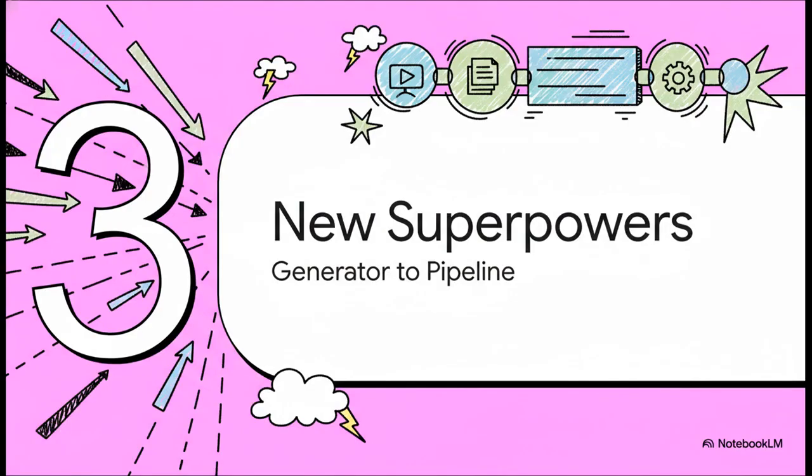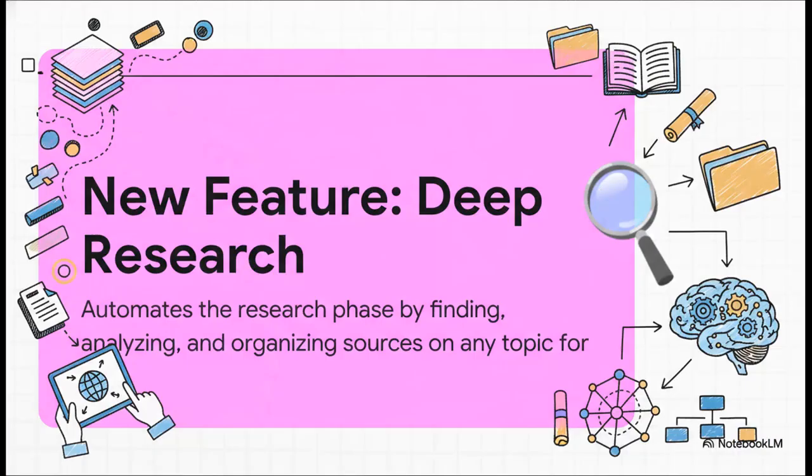Now, this is where it all comes together. Because these styling tricks are really just the beginning. Google just added some new features that take NotebookLM from being just a content generator and turn it into a full-on presentation pipeline. First up is this new thing called deep research. I mean, think about all the hours you spend just gathering articles and websites before you can even start writing. Well, this feature does all of that for you. You give it a topic, and it goes out, finds, analyzes, and organizes all your source material automatically.